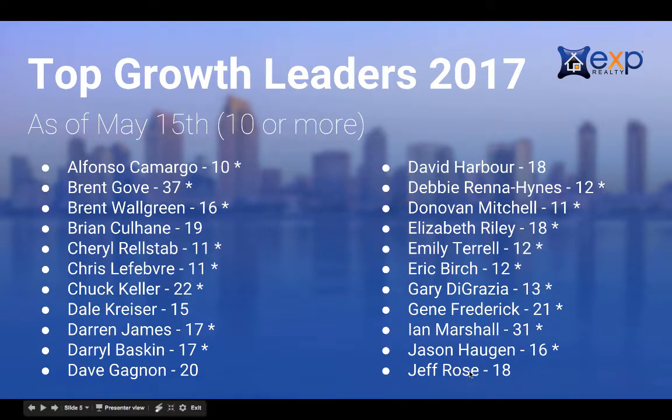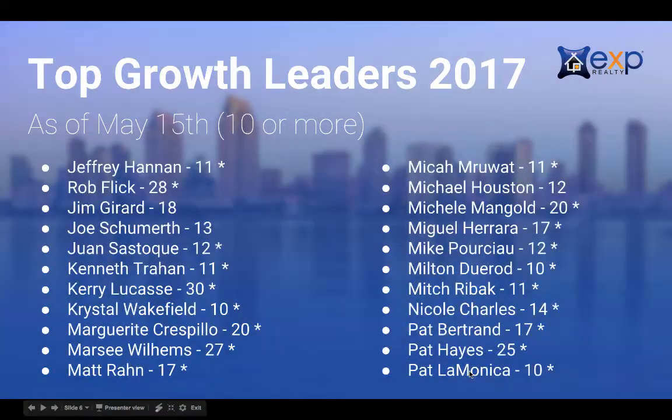Jeff Rose, who is on the list with 10, he's now 18. Jeffrey Hannon, 11. Rob Flick, 28. He's only been here, I think, 14 months. Jim Gerard now has 18. Joe Schumerth with 13. Juan wasn't here then, 12. Kenneth Trahan, 11. Carrie Lucas wasn't here then. Now she's 30 wide. Crystal, 10.